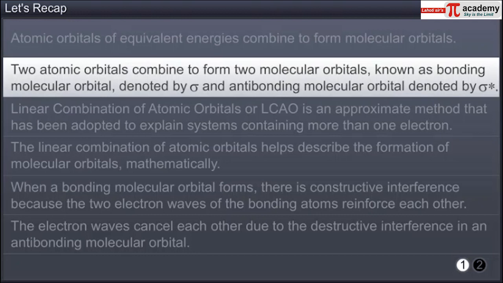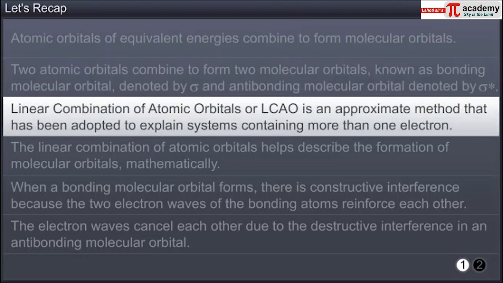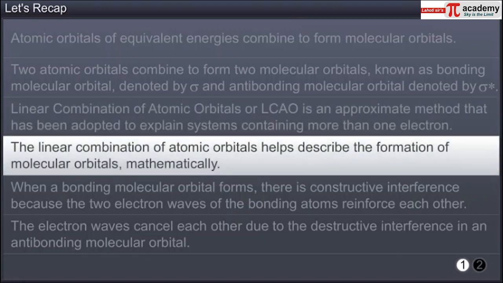denoted by sigma, and antibonding molecular orbital, denoted by sigma asterisk. Linear combination of atomic orbitals, or LCAO, is an approximate method that has been adopted to explain systems containing more than one electron. The linear combination of atomic orbitals helps describe the formation of molecular orbitals mathematically.